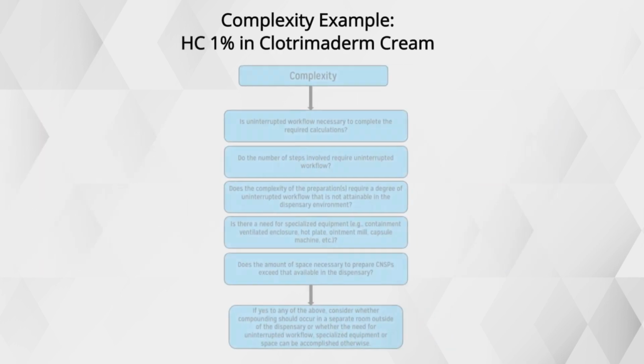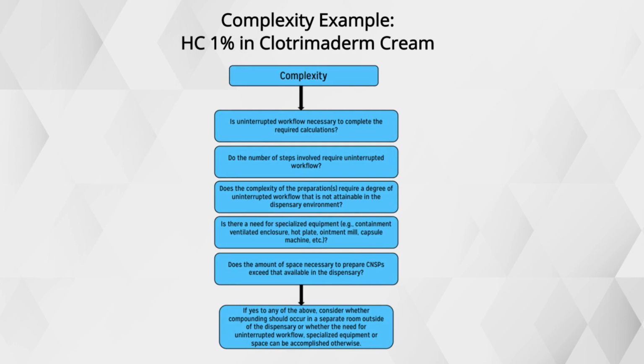Let's walk through an example of considering the complexity of a compound. I'm going to use a very basic compound that we all make regularly, hydrocortisone 1% in clotrimazole cream. Remember that answers could vary depending on the compounding supervisor or pharmacy, and this is the assessment that I myself would do as a pharmacist.